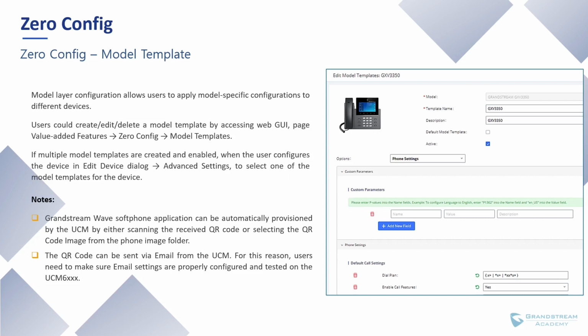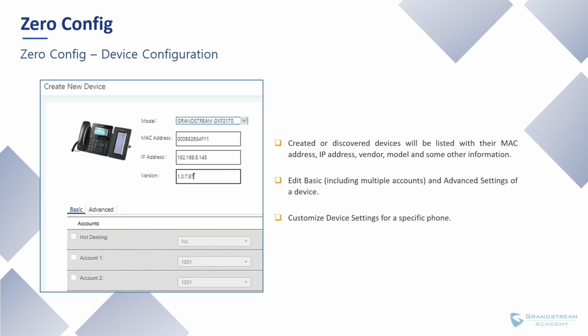But you also need to know that our free softphone application Wave can also be automatically provisioned with the needed configuration. Users can do that by configuring the email on the UCM in order to be able to send the QR code that will be scanned in order to register the extension. For device configuration, which is the highest layer, you could create a new device and make special configuration for that specific device that you have created.